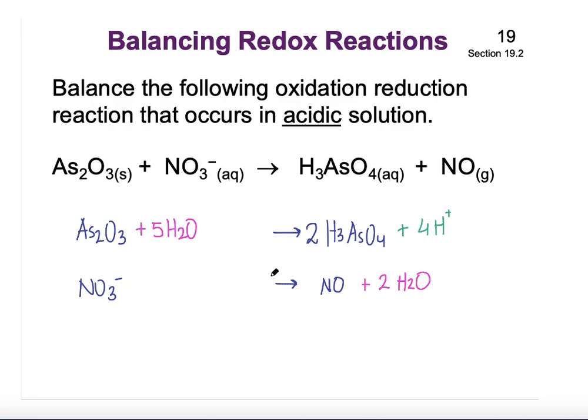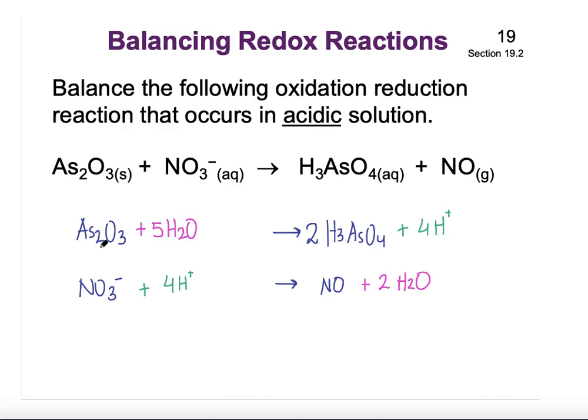On the bottom one, I have no hydrogens on the left, but I do have a total of 2 times 2, which is 4 hydrogens on the right. That means that I need a total of 4 H pluses here. All right, the next step is to balance the charges by adding electrons. What that means is that we're going to be adding electrons to the side that is more positive to bring it down to be the same number as the charge of the other side.